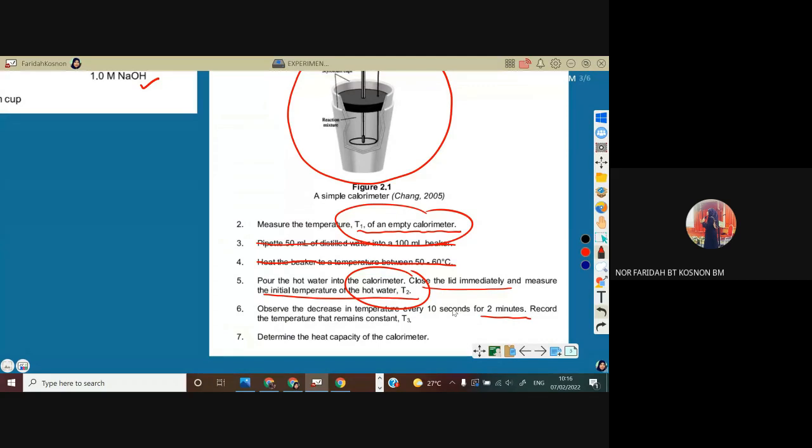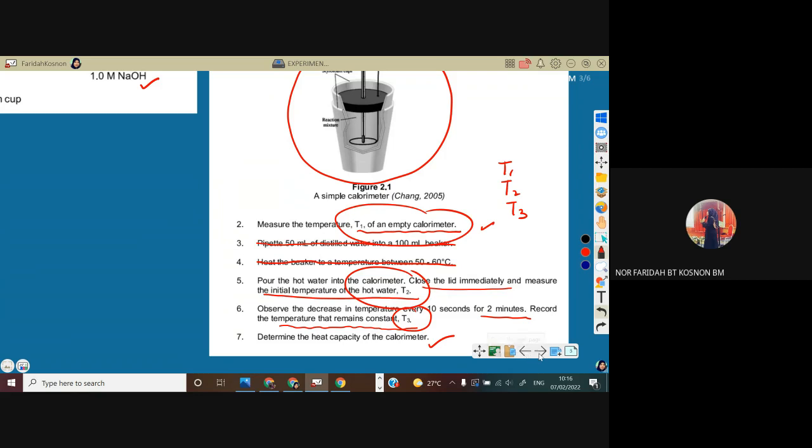Okay, jadi apa yang you akan record tu nanti daripada tempoh 2 minit tu, kita actually nak observe, kita nak dapatkan temperature of water that remain constant, which is labeled as T3. Okay, so when we have this data, T1, T2, T3, we can determine the heat capacity of the calorimeter. So nanti kita akan tengok video, walaupun video tu mungkin awak dah tengok.